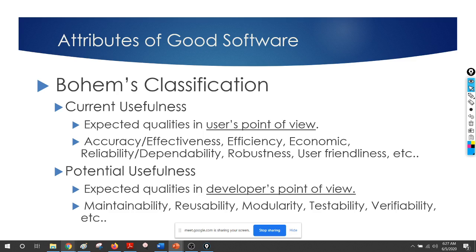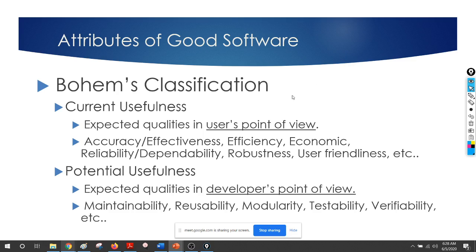So Boehm came up with two categories of usefulness: current usefulness and potential usefulness. Current usefulness means basically the user's point of view, the end user or customer's point of view. What the customer sees as usefulness is current usefulness. What the developers see, because developers see a few more things than the customer, because they are the guys who are developing it. They see a lot of futuristic things, right? So what is the current usefulness, what the customer really expects upfront?